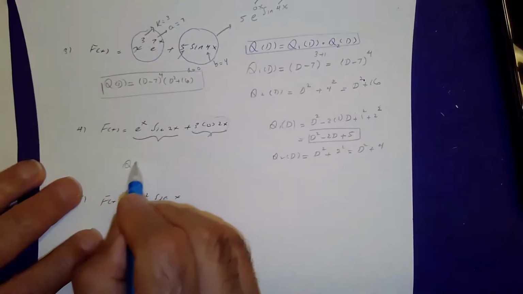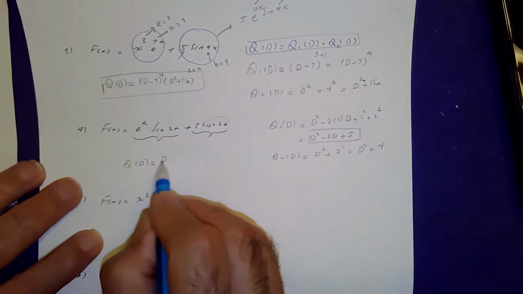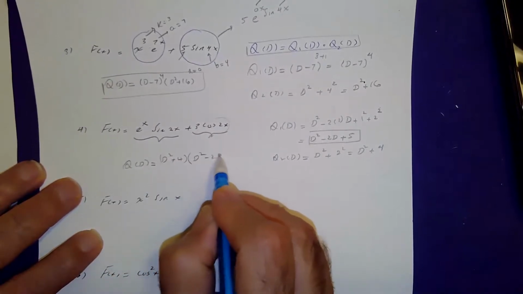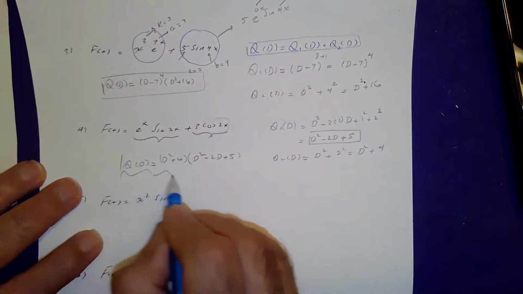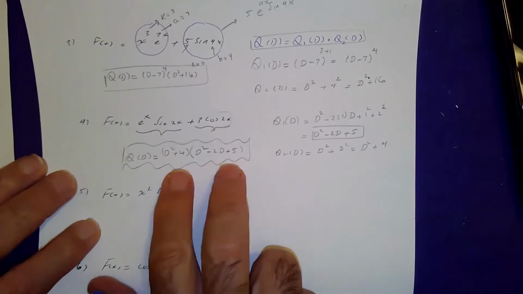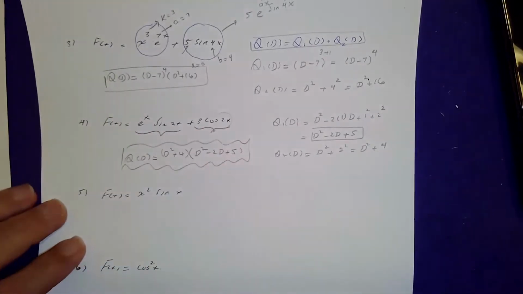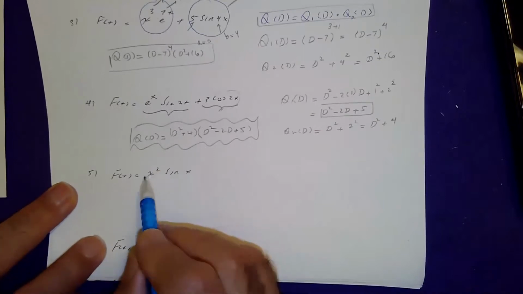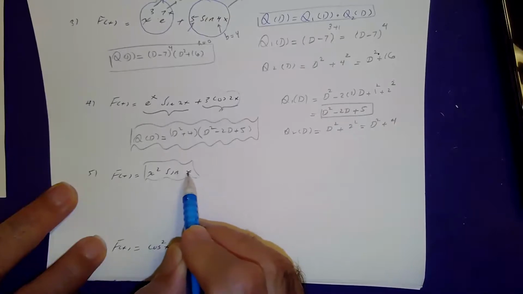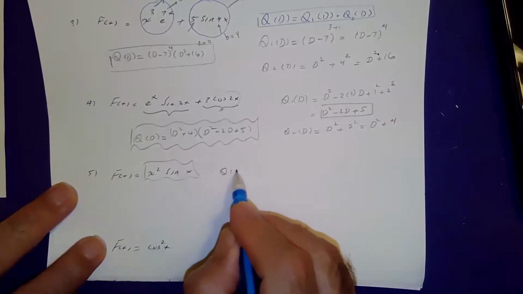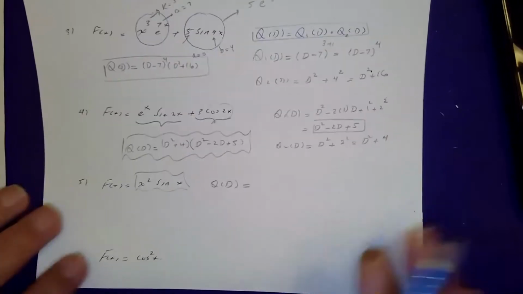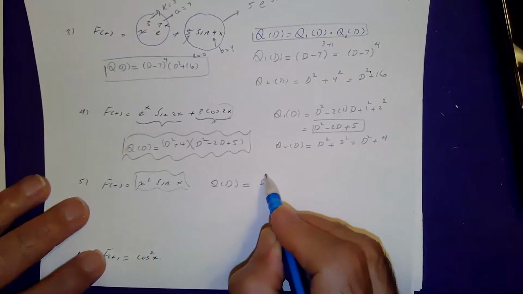But the final answer, which I'm going to box, is (D squared plus 4) times (D squared minus 2D plus 5). If you have some time this weekend and you've got nothing better to do, apply this operator to this function and see if you get 0. Okay, what about this guy? This guy is sine of just x. This is a single term, so I only need one annihilator, and I would say the answer is D.